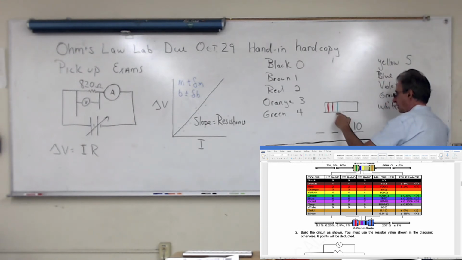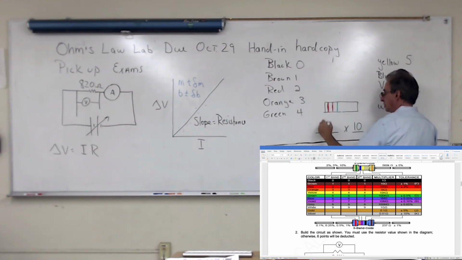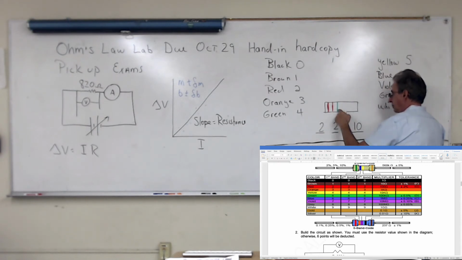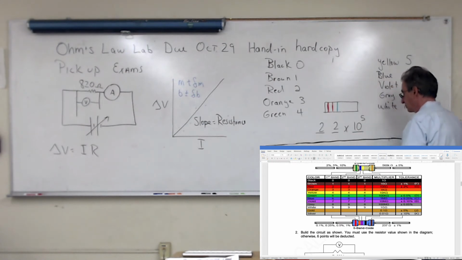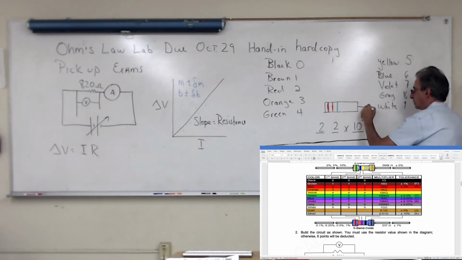The exponent is this color. So the first one's red, 2. The second one's red, 2. And then this one's green, 5. 22 times 10 to the fifth ohms. That's the value of that resistor.